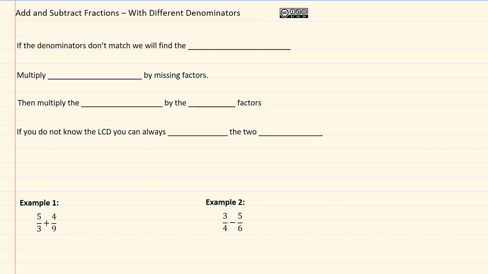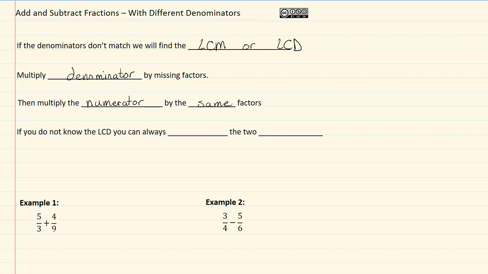Add and subtract fractions with different denominators. So if our denominators don't match, we are going to find the LCM, or that's what we were working on. When we found the LCM, or in other words, now that we're dealing with fractions, the LCD, we will multiply the denominator by the missing factors once we found the LCD, then multiply the numerator by the same factors.